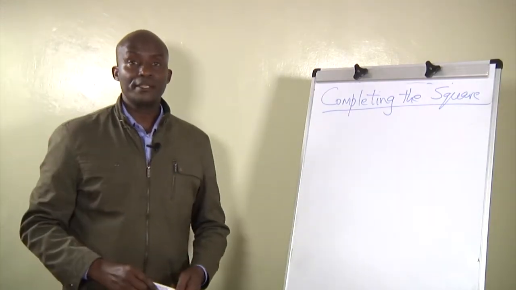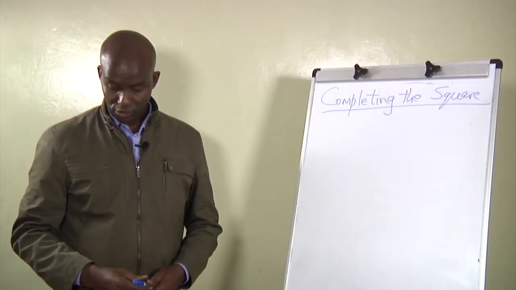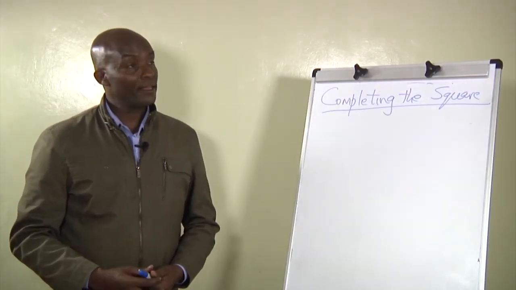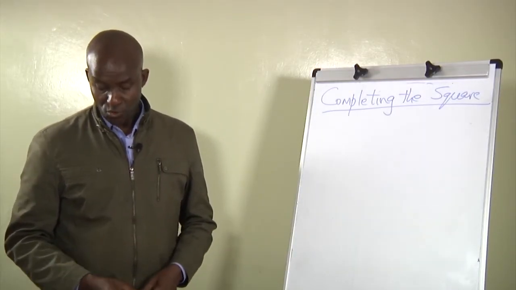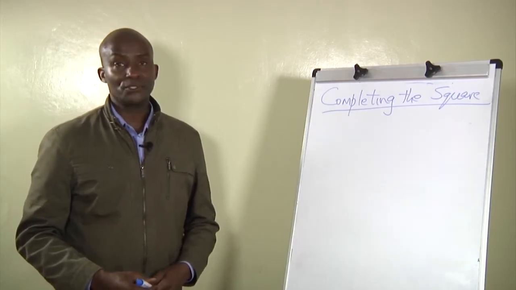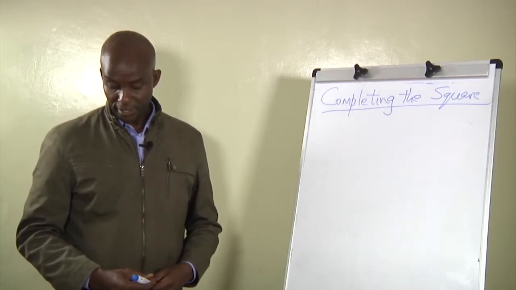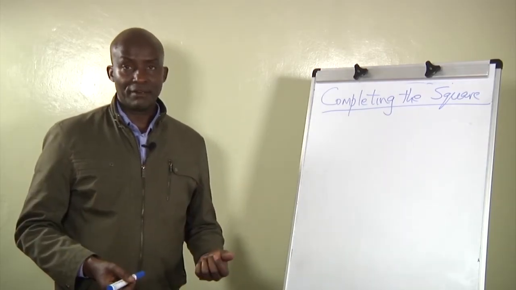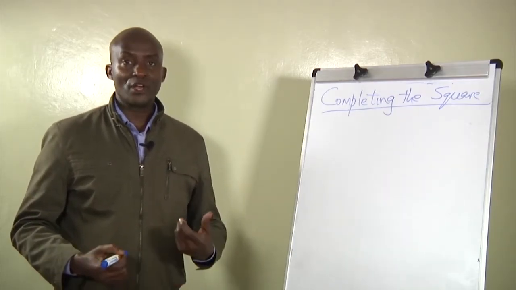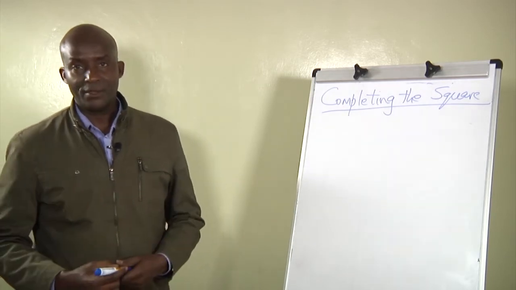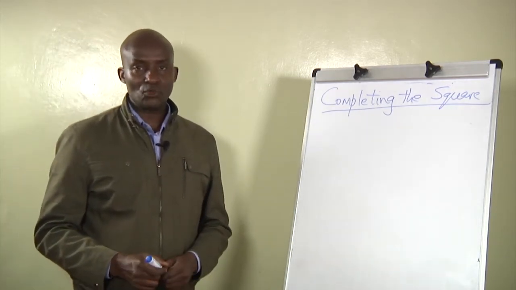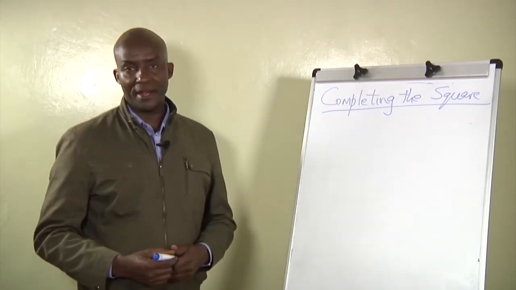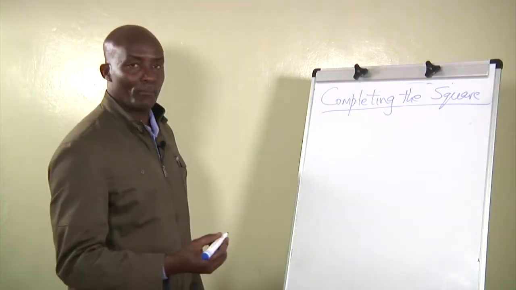Now, what is completing the square? This is the process of adding the third term to the first and second terms to make a perfect square. You may be given an expression that does not have a third term, and you're required to determine the third term that needs to be added. What number should we add to make it a complete square?